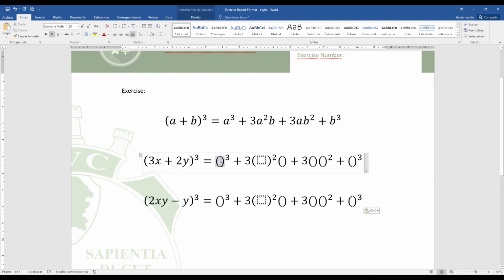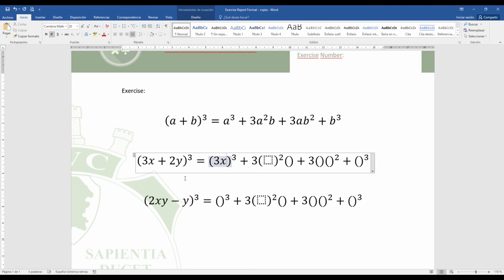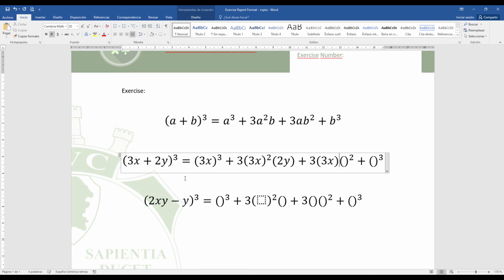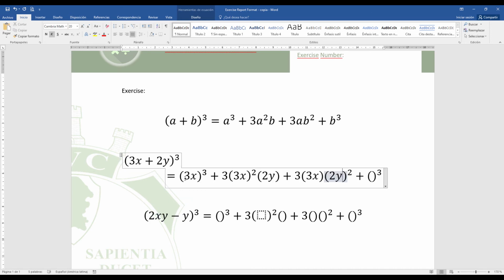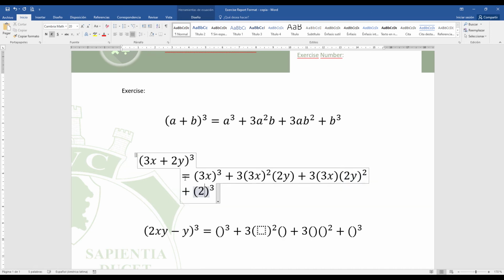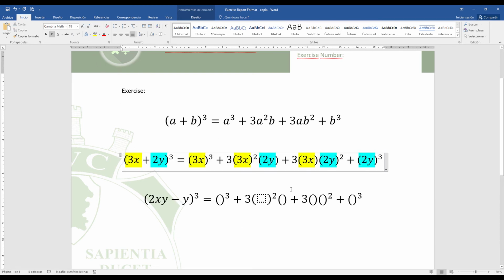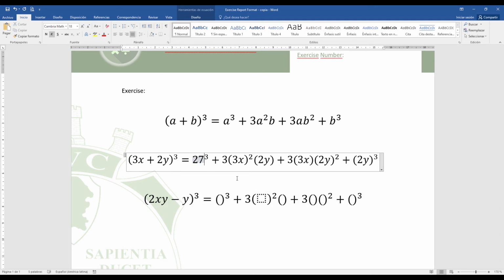This is the structure that you need to apply here and here. This is 3x, and this is 2y, and this is 3x, and this is 2y. Now 3x raised to cube, or the cube of 3x. This is 3 times 3 times 3. This is 27x cubed.